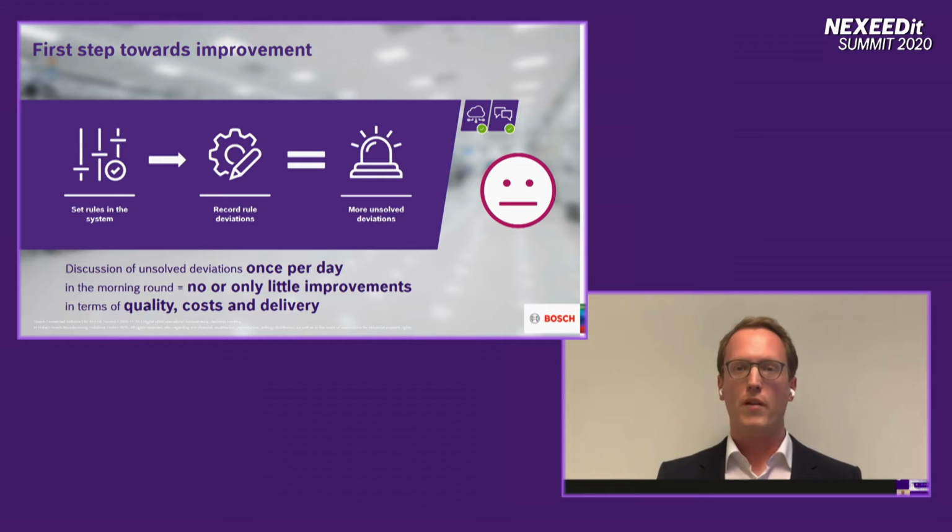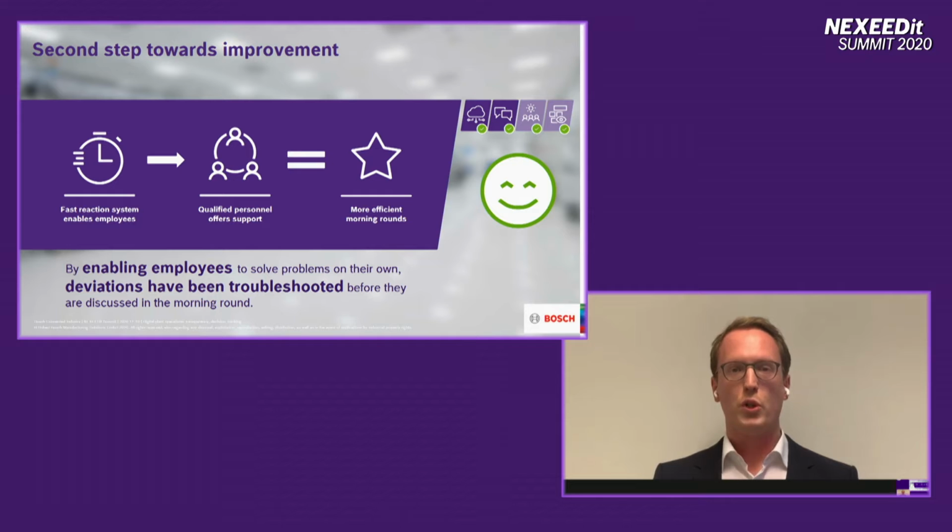Because normally you have in your plant a daily morning meeting where you review your current state and the deviations that came up in the last 24 hours. But looking at your deviations only once a day, and not working on those deviations in between, is far too seldom to get any closer to your quality, cost, and delivery targets. So what you want to do is react faster.